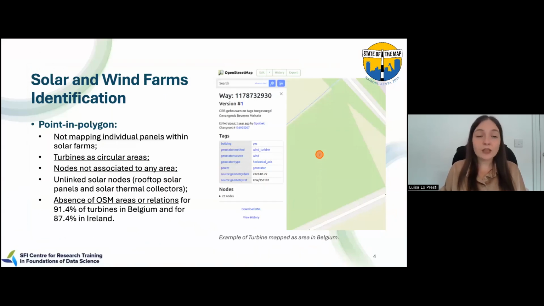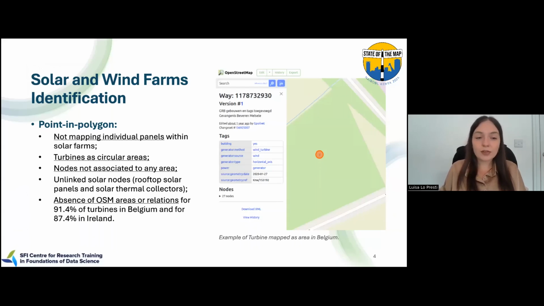As a first step, we aim at differentiating between individual installations and larger farms. To do so, we apply a point in polygon search on solar and wind nodes with intersecting areas of the same energy types. This approach allows us to identify some mapping errors, such as turbines mapped as circular areas instead of as nodes. But it also allows us to ask ourselves some geometric questions, such as what are the meaning of areas without nodes, and why are there so many nodes not assigned to any area? This last question is particularly significant when it comes to wind energy.